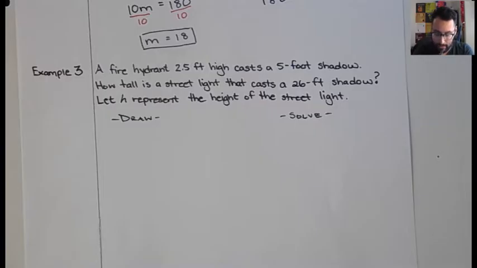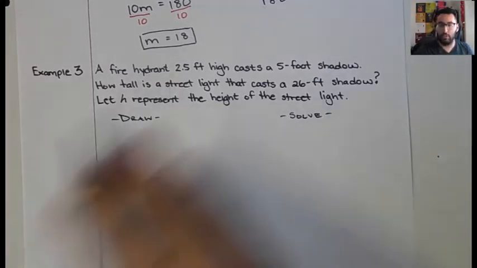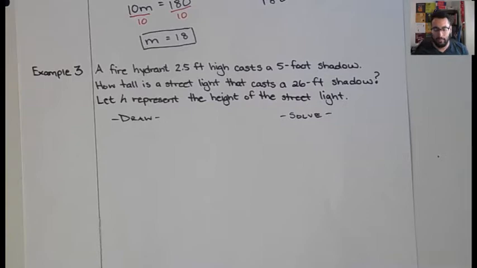So looking at this, it says a fire hydrant 2.5 feet high casts a shadow that is a 5-foot shadow. How tall is a street lamp that casts a 26-foot shadow? And then it says let H represent the height of the street lamp. So let's go and draw something here. It's probably going to look like a triangle, so let's just get at that.